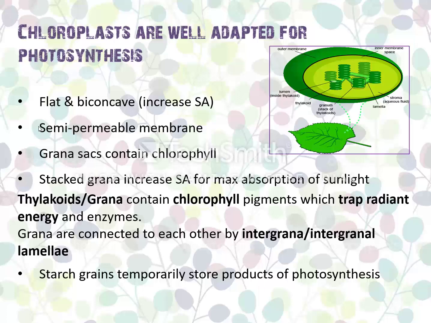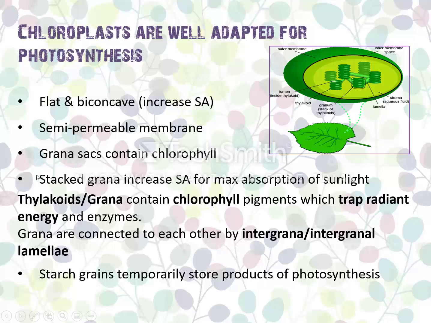The third adaptation is the fact that it contains chlorophyll. If the grana, the thylakoids, did not contain chlorophyll, then we could not do photosynthesis because we know now that chlorophyll is our oven. We need it as a requirement. Without it, no photosynthesis. So that's important as an adaptation.